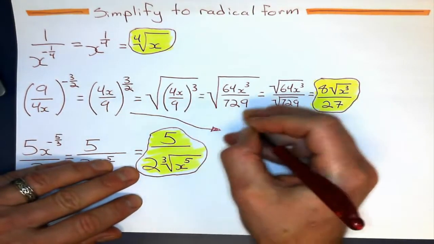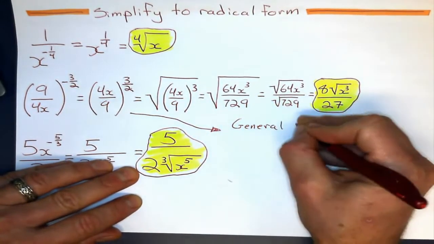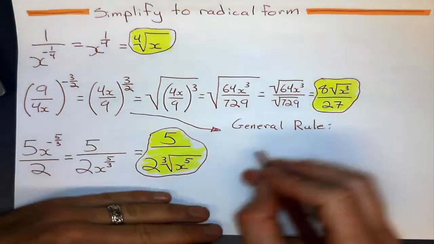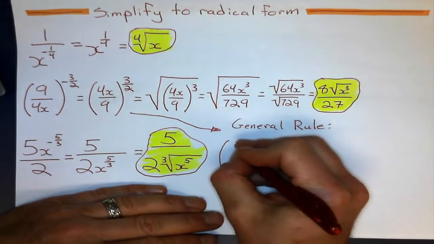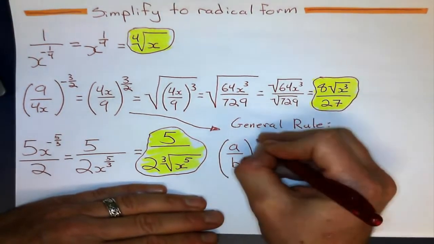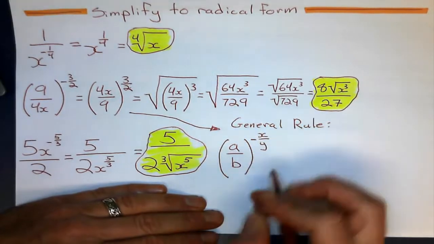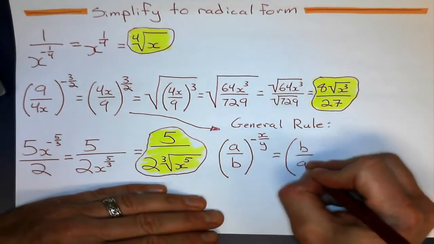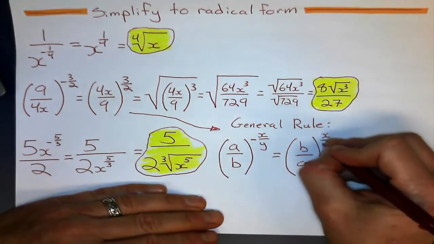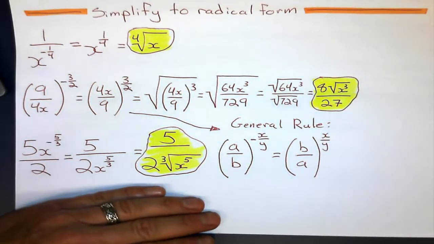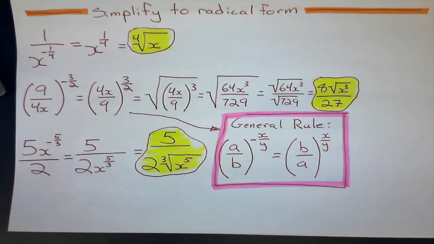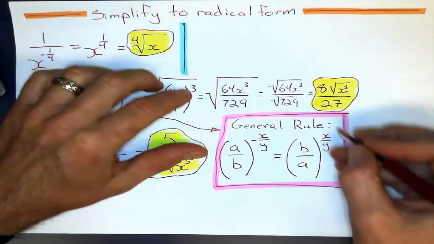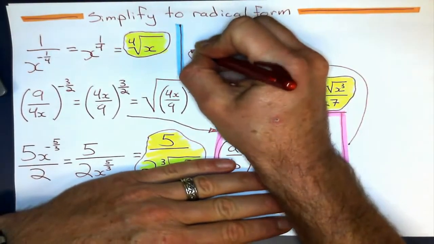I'm going to come up with a general rule here when I take a fraction to a negative fraction power. Okay, a fraction, so let's say I've got a over b and I'm raising it to negative x over y. It doesn't matter what it is. It's going to equal the reciprocal to the positive power. And that's going to be handy to know. That's a good little shortcut there. Let me just show you a number example. Let's not even do algebra. Let's look at a number example.